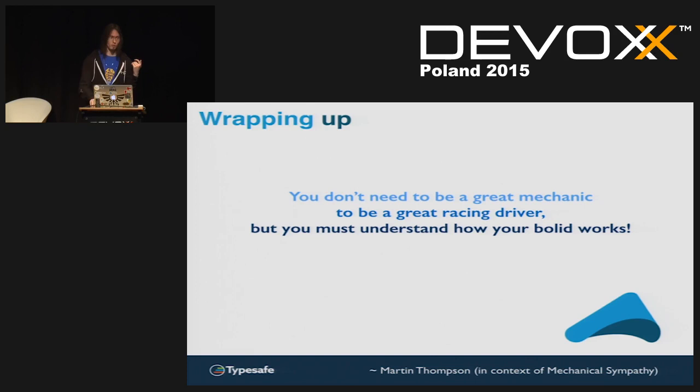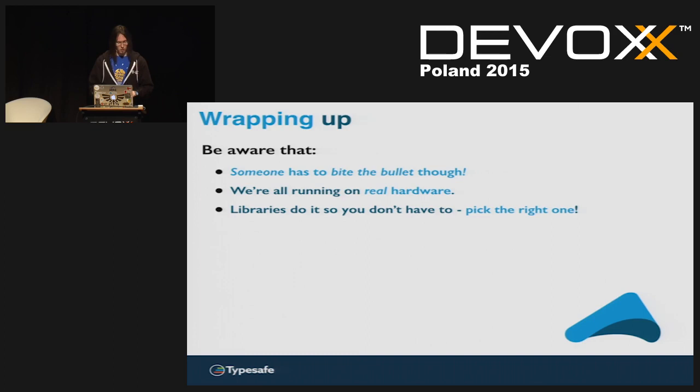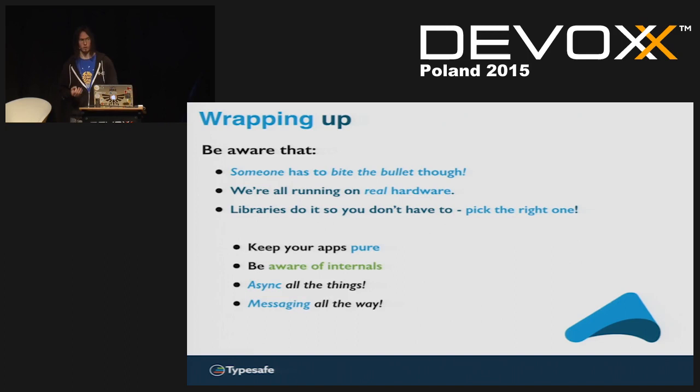Most of this stuff, you won't be using or implementing directly. Heck, some of this stuff is at the kernel level. Even implementers, when you write Akka or other high-performance things, you don't implement these syscalls. You just know that they exist and you know how to use them. So this is my message here. I just wanted to make you aware of these things. Be aware that someone has to bite the bullet and do the horrible mutable thing sometimes, and that we're all running on real hardware, and the hardware can also expose some quirky behavior. Libraries do it for you. You just need to be aware and conscious about picking the right one.